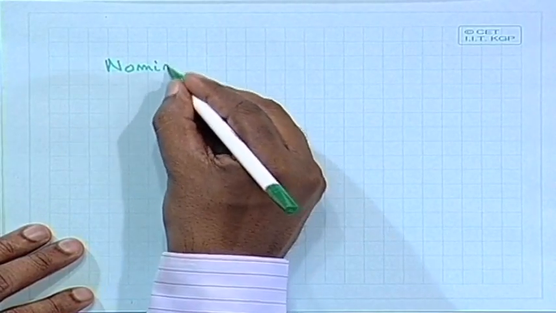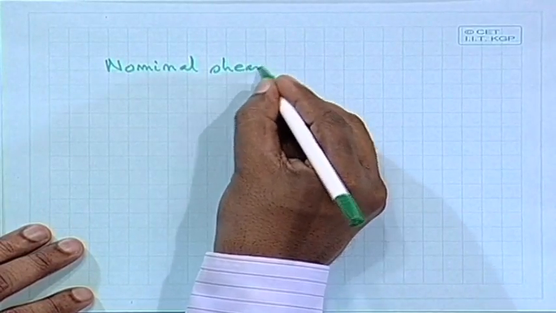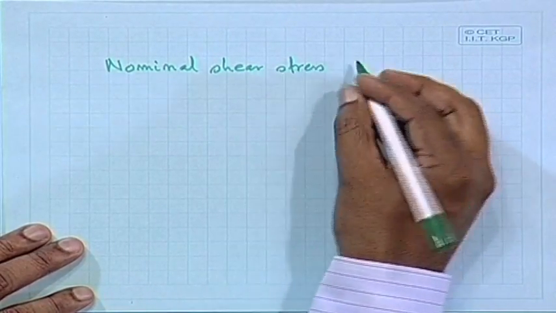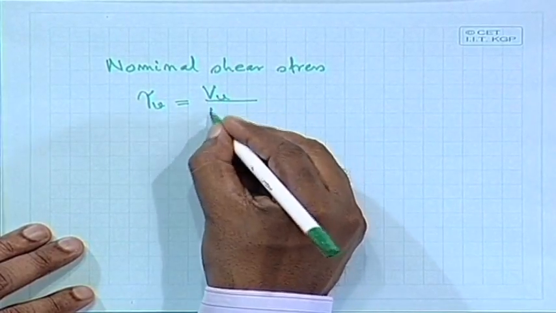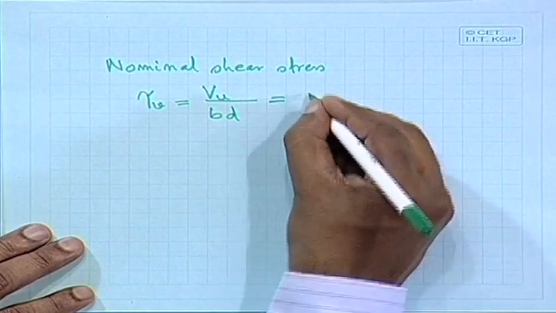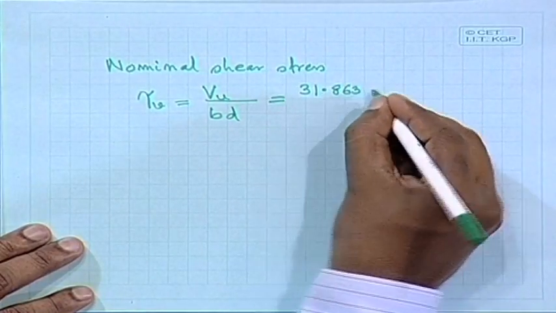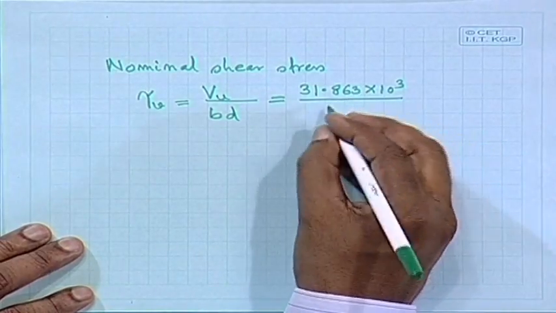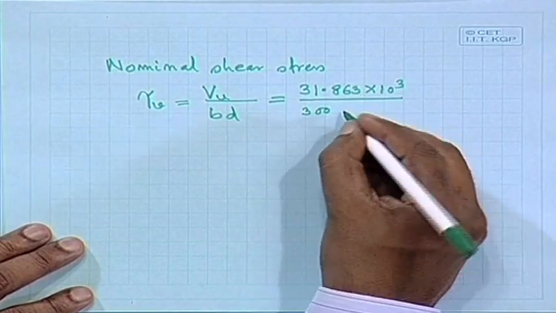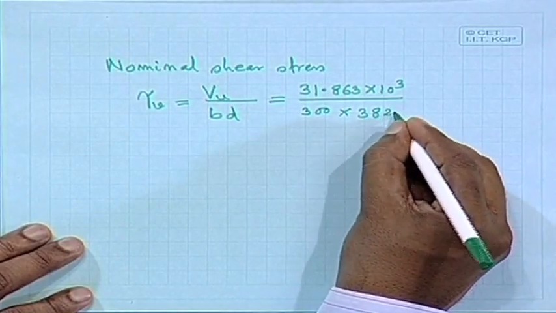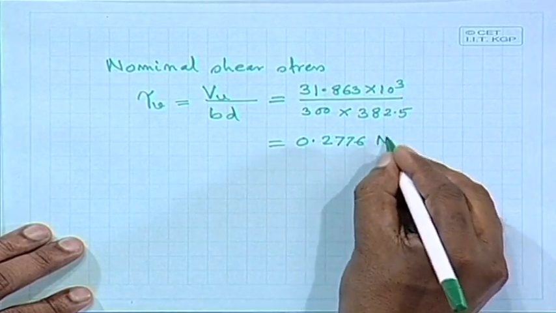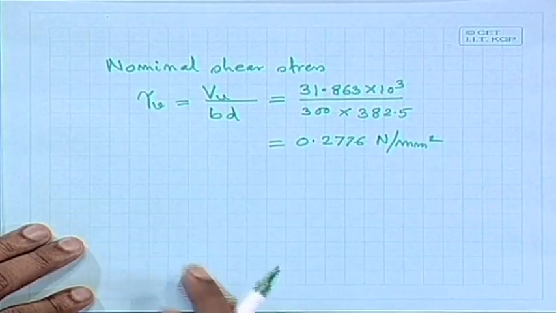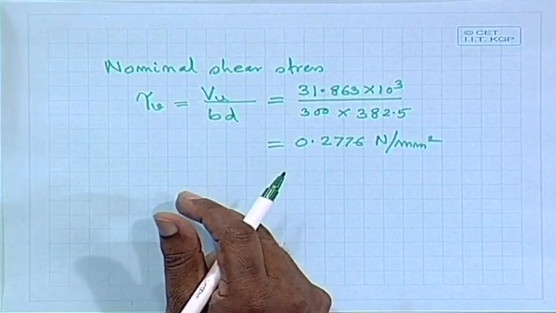So, what about nominal shear stress? The nominal shear stress tau V equal to VU by BD equal to 31.863 into 10 to the power 3 divided by 300, that is the width, times 382.5, which comes as 0.2776 Newton per square millimeter. So, this is the shear stress which is asked to find out in this problem.